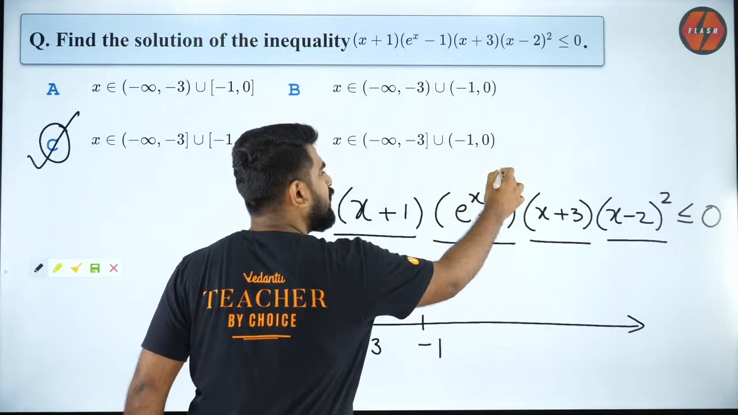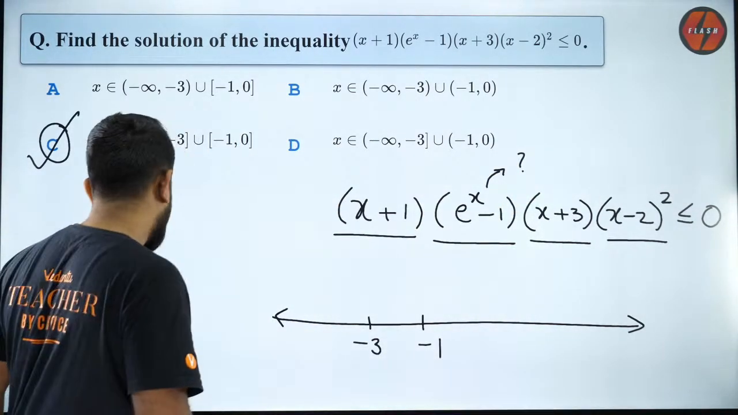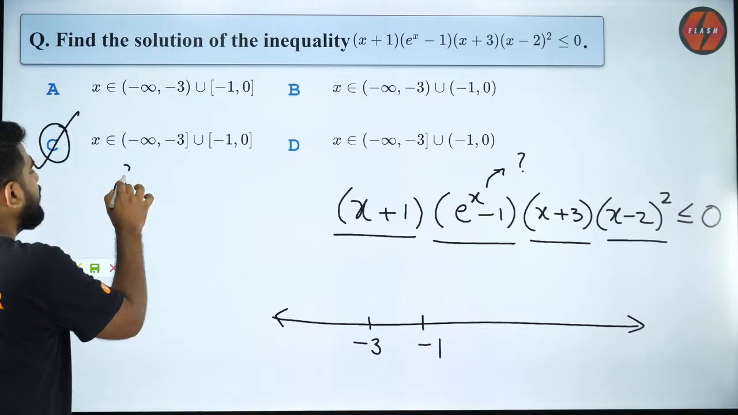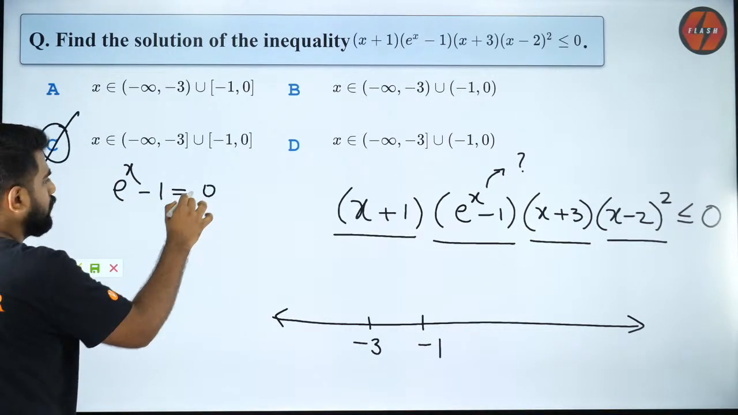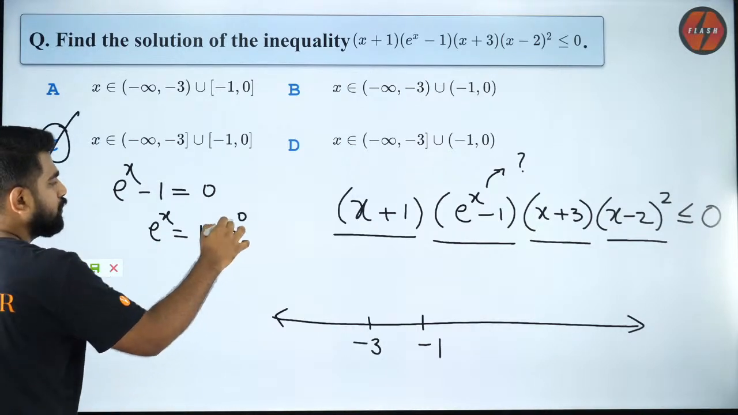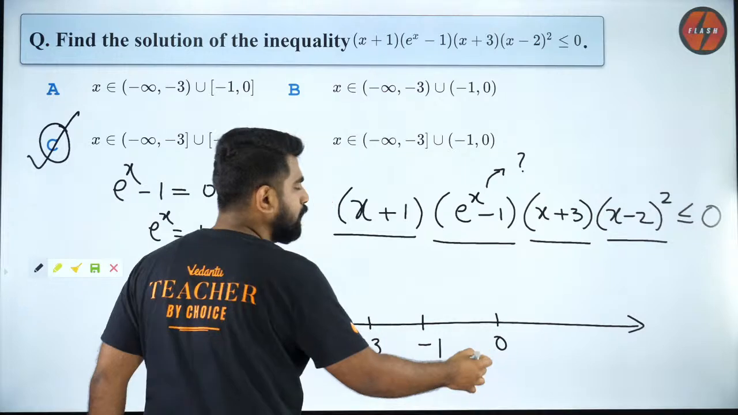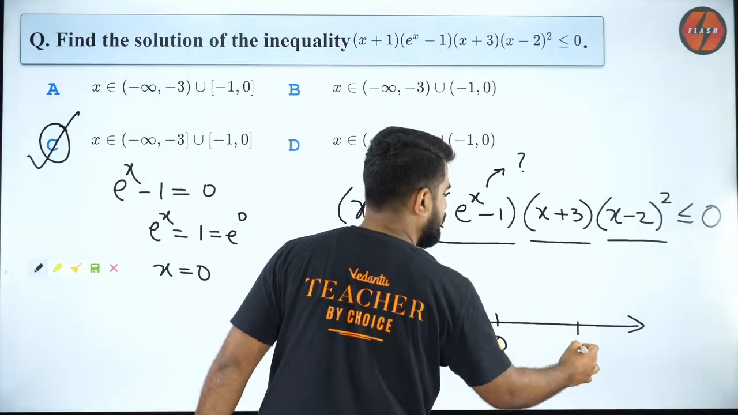Sir, how can I find the zero of this? Guys, it's pretty easy. When will e power x - 1 be equal to 0? It will be when e power x is equal to 1, which is e power 0. So x should be 0. That's it. So the next one will be 0, and then you have a 2 over here.